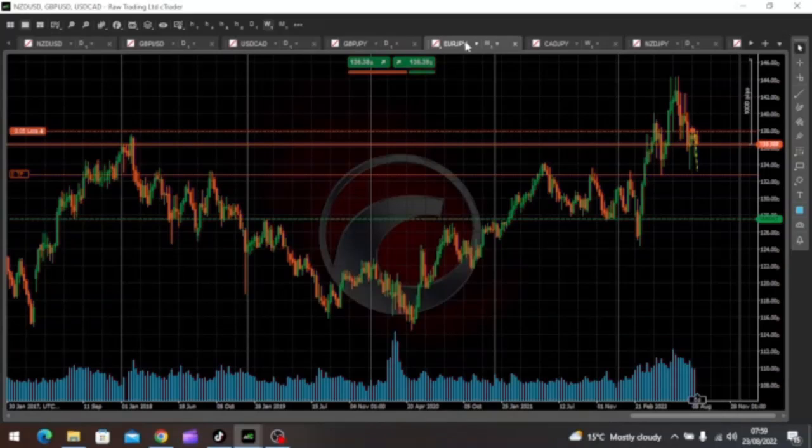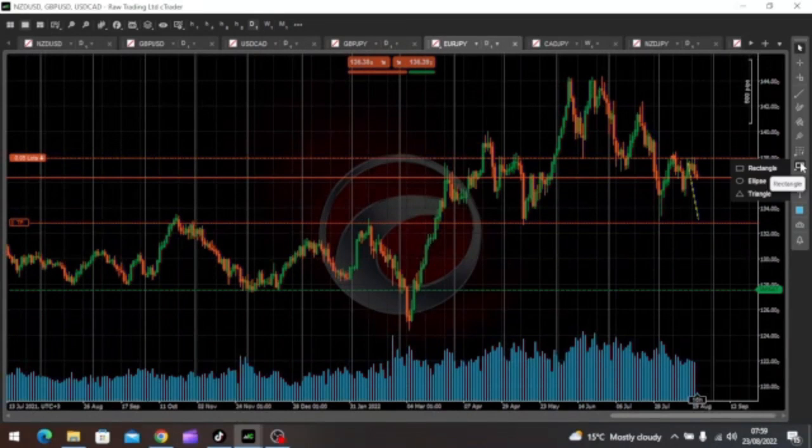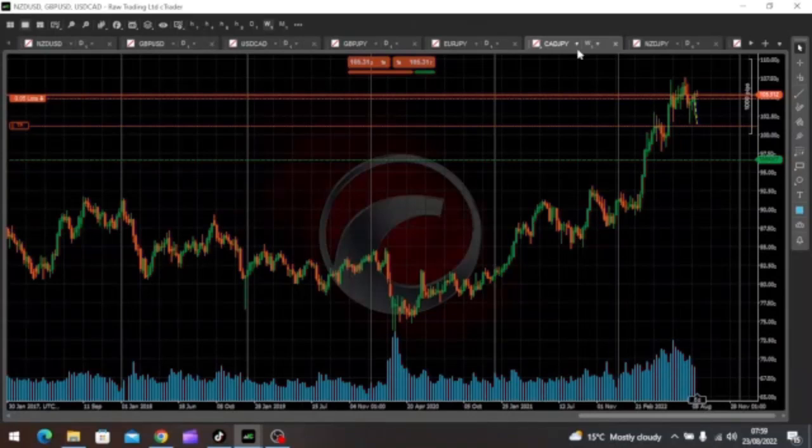Euro yen, the same thing. We go to the euro yen. Our blue box is up here around the 138.00 area. We are holding that trade. It's a sell up to the 132.869 area. The same with the Canadian yen.